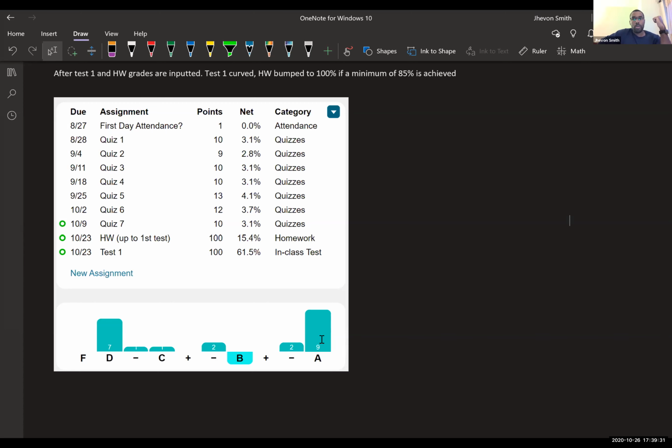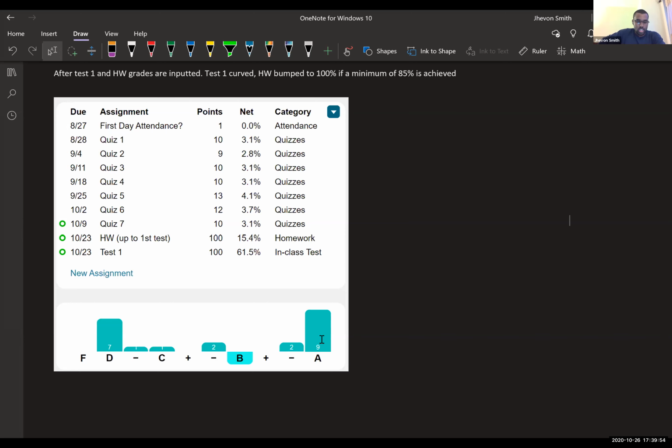And remember, for the homework, if you get a minimum of 85%, I bump that up to 100% automatically. So you get 85.0% on the homework, I type in 100% for your homework grade. And both the homework and the tests are put in here. So this is the overall distribution right now.